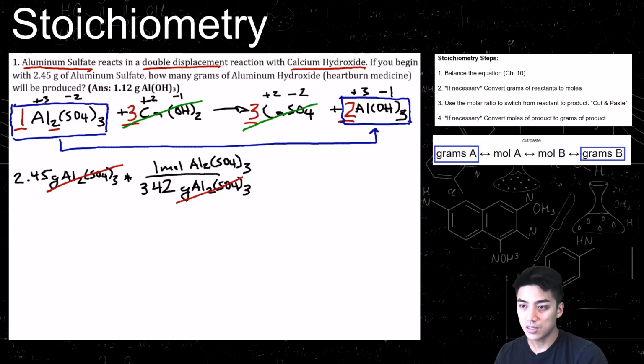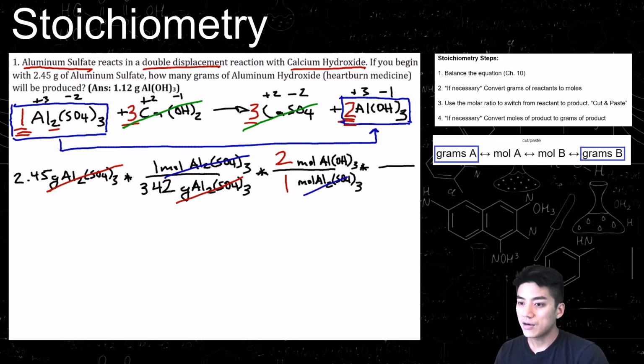The next step, okay, step 3, use the molar ratio to switch from reactant to product. This is also known as the cut and paste step. So I'm going to write moles of Al2(SO4)3 on the bottom. That's aluminum sulfate. And then on top is the product that I'm solving for. So I'm going to put aluminum hydroxide, Al(OH)3, on top. And now I look at their balanced equation and I literally just move down the 1 and the 2 in the appropriate spot. Okay, so it's a 2-to-1 ratio. We have 2 aluminum hydroxides for every 1 aluminum sulfate, so that will cancel out. And now I can move on to step 4.